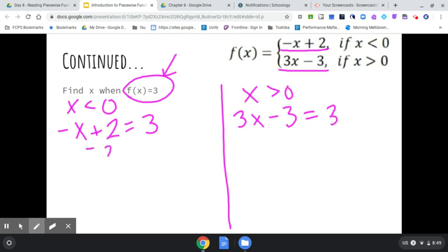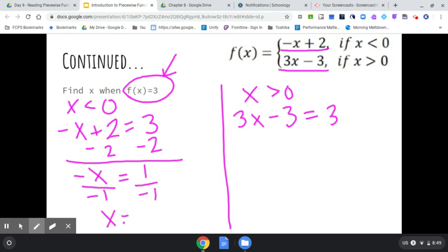Solving both of these equations, I'm going to subtract 2 from both sides over here. Negative x is equal to 1. Dividing both sides by negative 1, I get x equals negative 1. Checking the domain, is x less than 0? Yes. So x equals negative 1 is a solution.